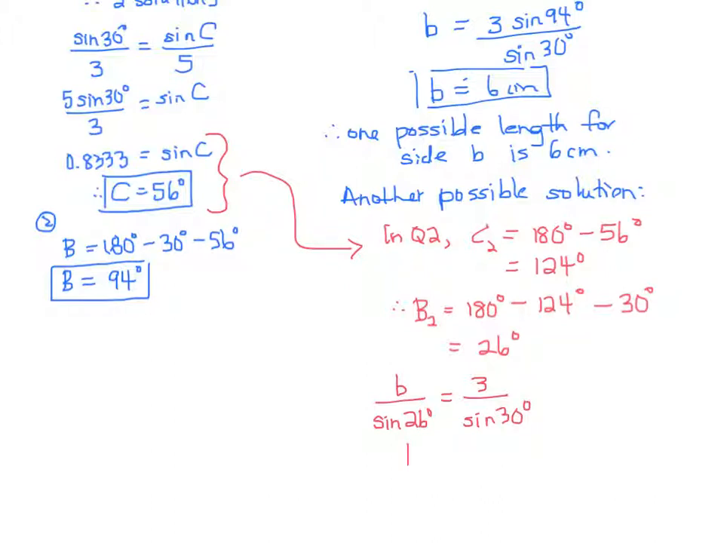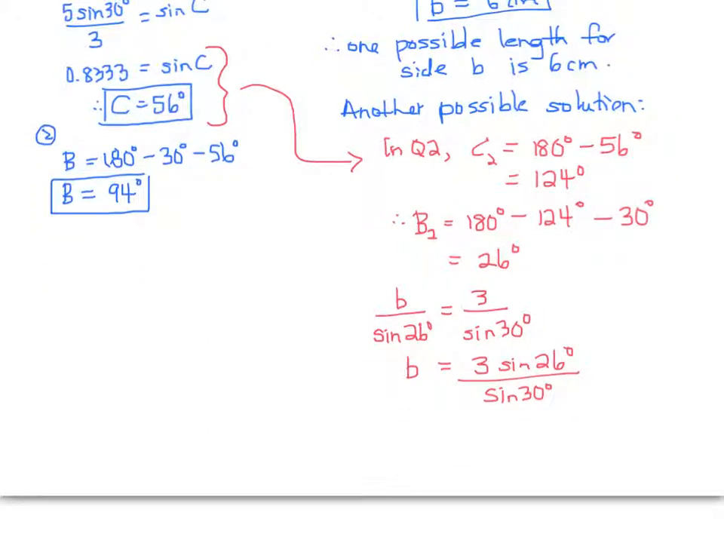And I'm running out of time on this video. You're going to multiply both sides by sine 26. And we're going to see that the other answer possible for the length of side B is 2.6 centimeters.